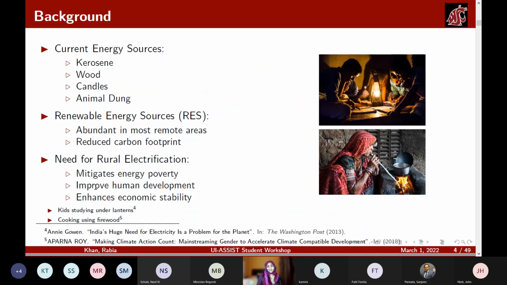So we are going to address that, giving a bit of background about rural electrification. The people residing in remote rural regions that don't have any access to electricity or other forms of energy rely on resources which are harmful for both the environment and their health. These resources include kerosene, wood, candles, and animal dung. Renewable energy sources can be a good source to provide electricity to those areas because most of these regions have natural resources available in abundance. Besides that, these resources could help reduce the carbon footprint. Rural electrification will mitigate energy poverty, improve human development, and enhance economic stability.